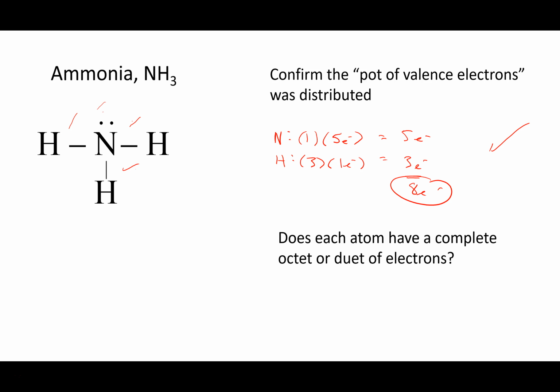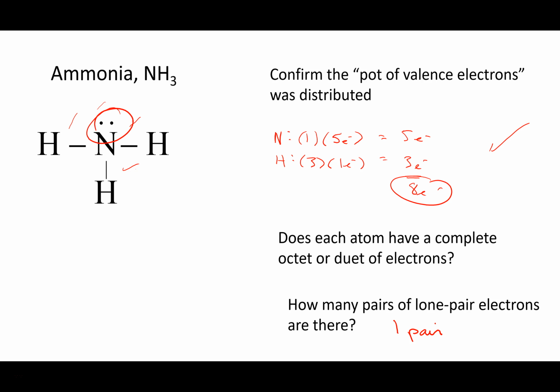Yep. And then just kind of a follow-up question. How many pairs of lone pair electrons are there in the structure? 1. There's just 1 pair, exactly. Only 1 pair. So if you see a question like that on the test, that's kind of how you get into that. Okay, we've got a few more.